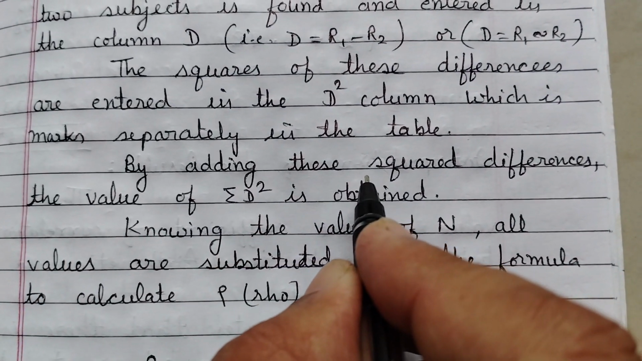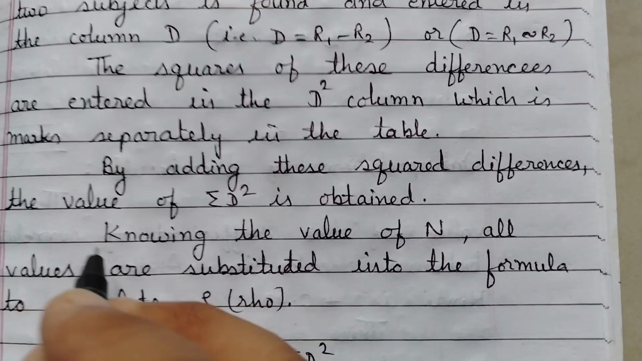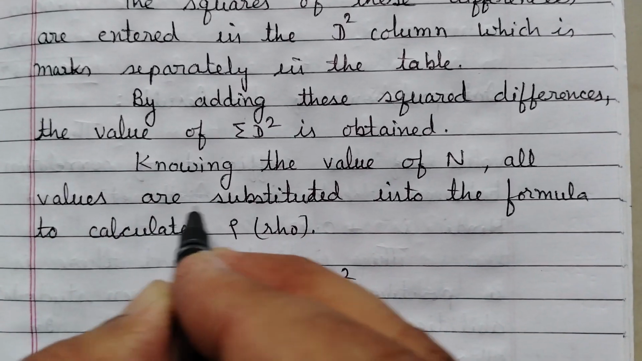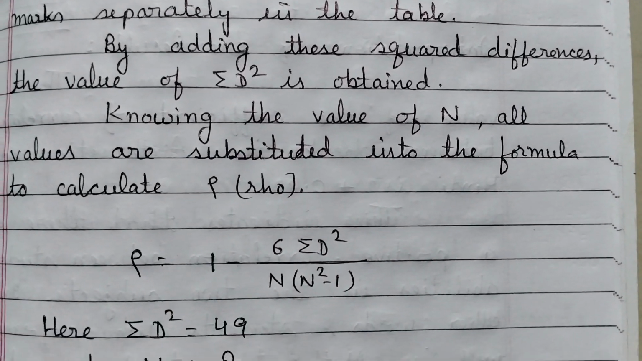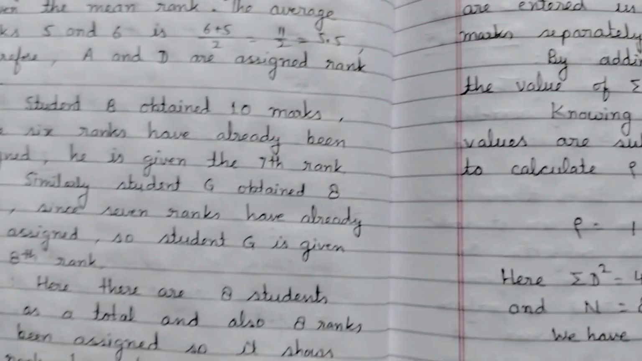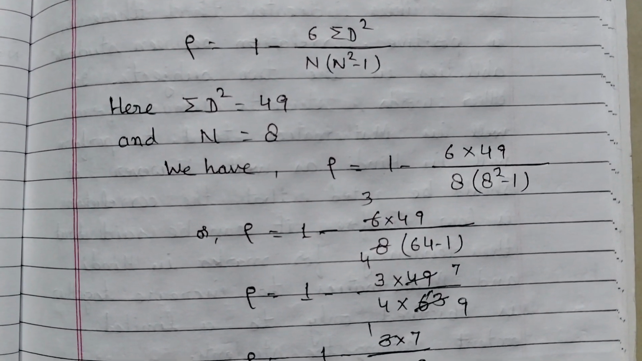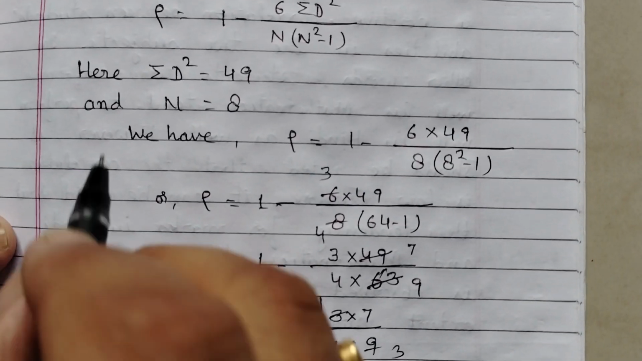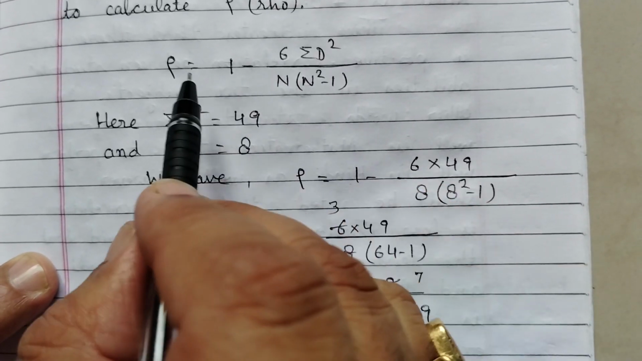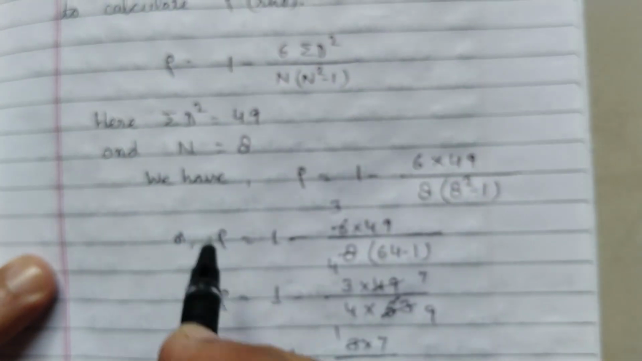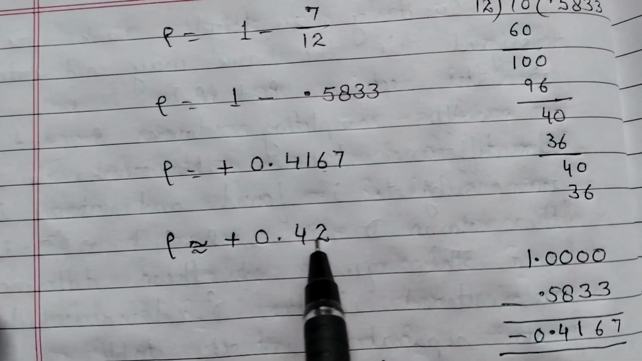By adding these squared differences, the value of summation D square is obtained. Knowing the value of n, all values are substituted into the formula to calculate rho. So, very simple. The detailed steps are written for the mathematics column. In the same way, we will prepare the rank column for the Hindi subject. Now, substituting the values of summation D square and n, we have rho as discussed earlier. Rho is found to be 0.42.